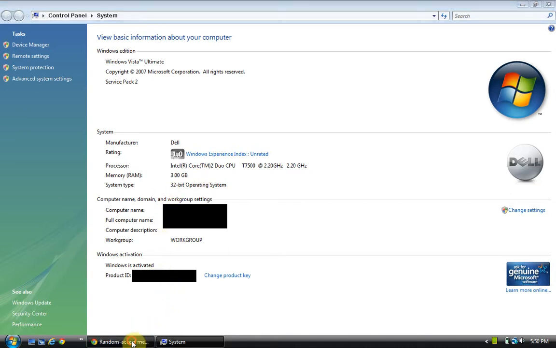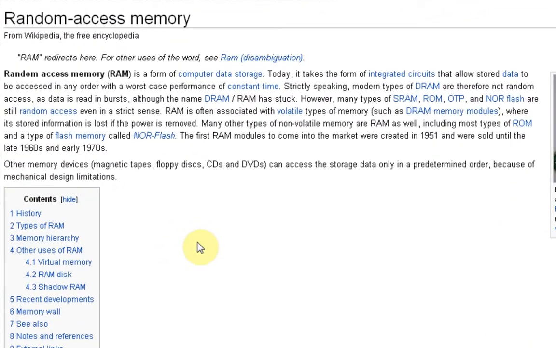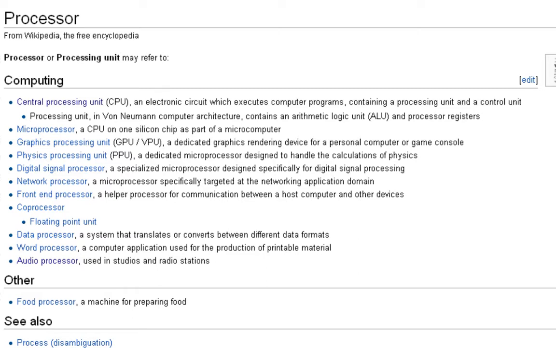So if we go on over to Wikipedia real quick, we'll get you some education. RAM, or random access memory, is a form of computer data storage. Basically, this is a way for your computer to get temporary memory so it's able to compute. If you go to processor, this is also called processing unit. The central processing unit, or CPU, is an electronic circuit which executes computer programs.